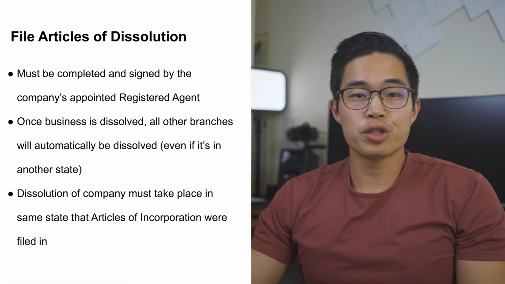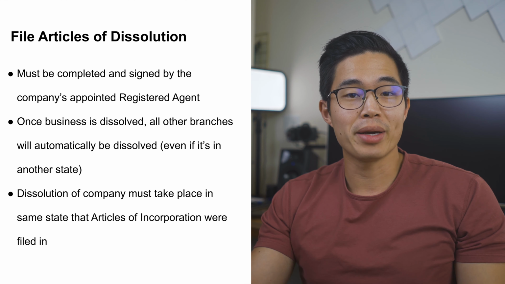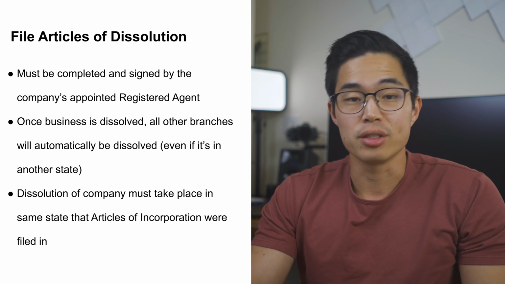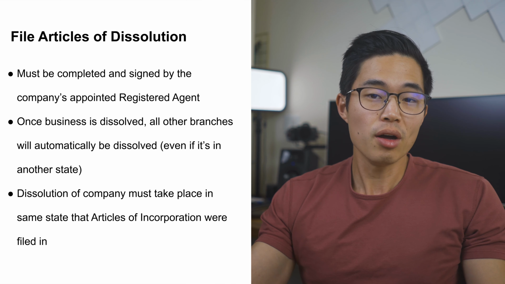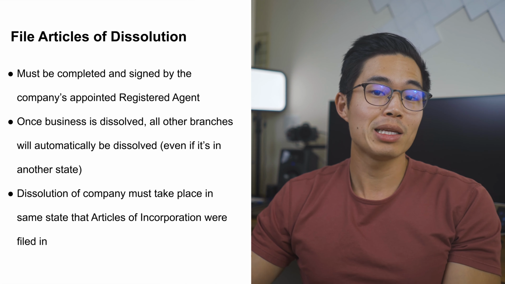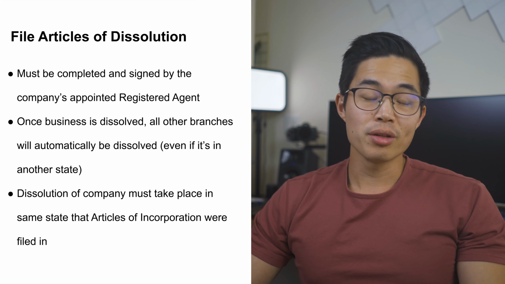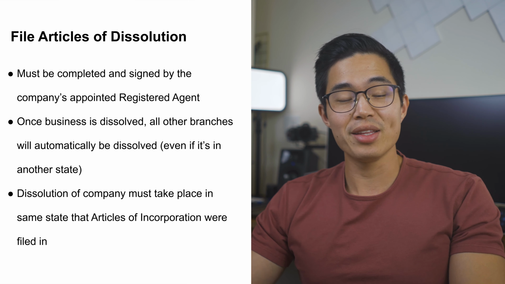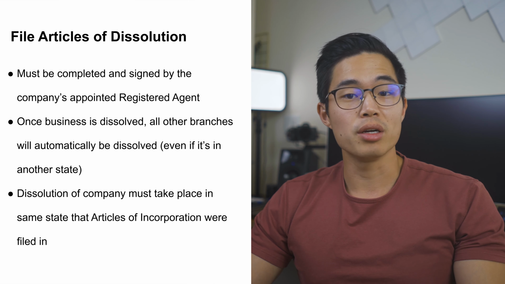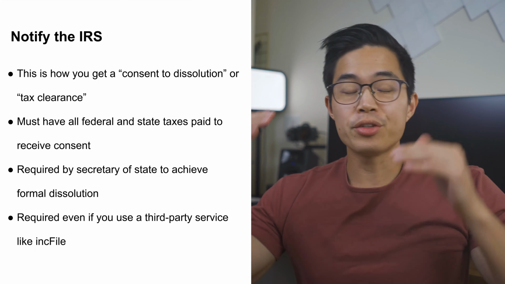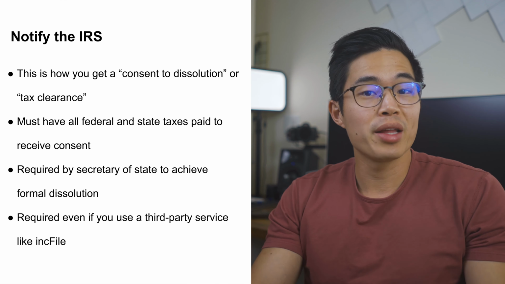For the articles of dissolution, this must be completed and signed by the company's appointed registered agent. Once the business is dissolved, all other branches will automatically be dissolved as well. And like I mentioned earlier, the dissolution needs to take place in the same state that the articles of incorporation were filed in. After you do all this, you're going to need to notify the IRS.